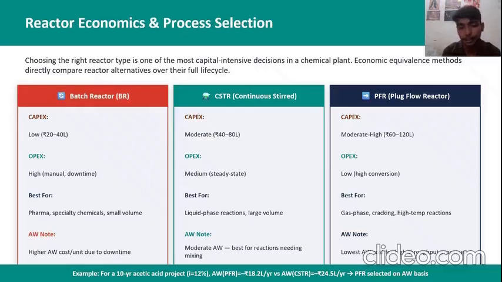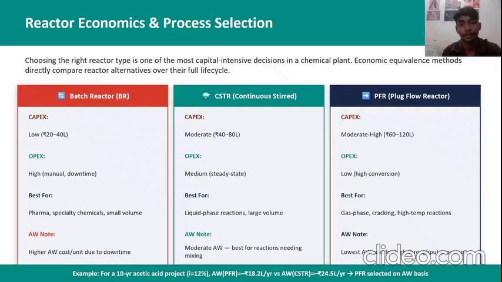And the second one is CSTR, which has moderate cost, ideal for liquid fluid and reaction at steady state. So it's like an intermediate between the batch reactor and PFR. And the third one is PFR. It has higher capital expenditure but the lowest OPEX, I mean operating cost, for high throughput processes like gas phase reaction. For the decision logic, in the provided example for acetic acid, the PFR is selected because it offers the lowest average worth cost, around 18.2 lakhs per year compared to the CSTR.